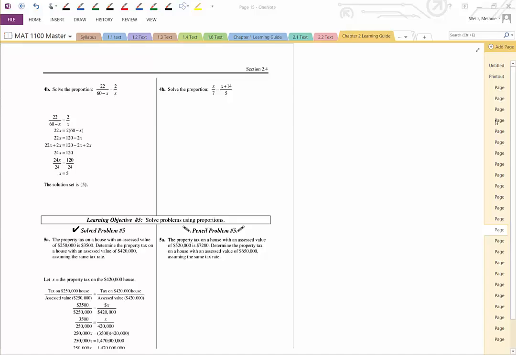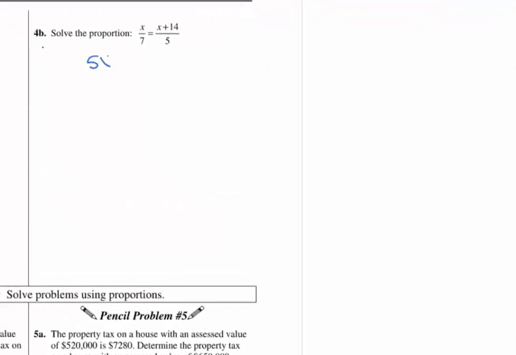In section 2.4, let's now look at the proportion in 4b. So we're going to also cross multiply here. We have a fraction set equal to a fraction. As I cross multiply, I get x times 5, or 5x, equals 7 times x plus 14.